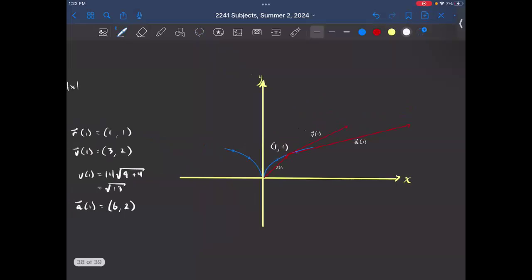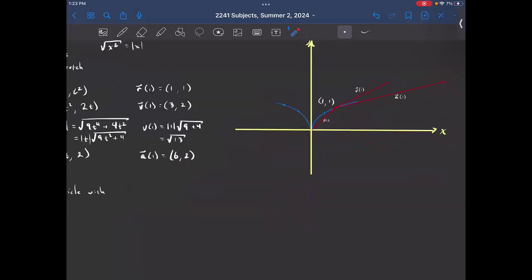The velocity, or sorry, the speed is just the length of this vector. So that's the square root of 13. The size of the acceleration doesn't have a name, but it should be, what is that, square root of 36 plus 4, square root of 40. Okay, and so that's longer. You can think of like a triangle right here.